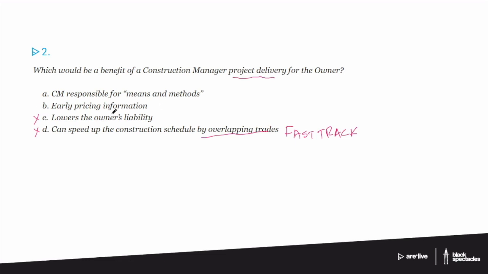And then we have A and B left. A, the construction manager is responsible for the means and methods, and B, early pricing methods. Both of those are true to an extent, but the best answer to this question is going to be B. So that seems like kind of a low-level answer, but in fact, it's actually really an important issue.